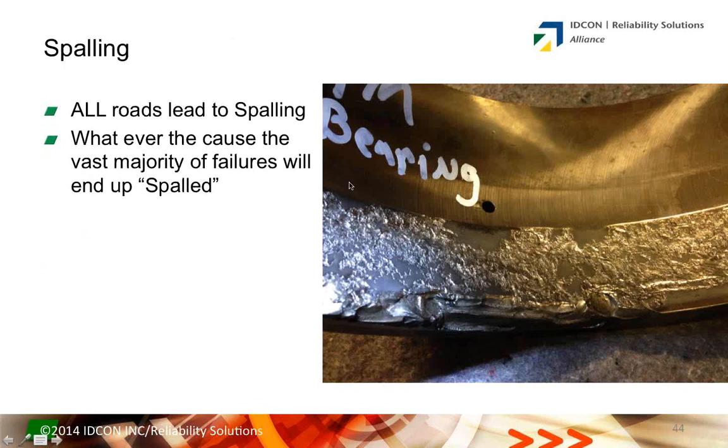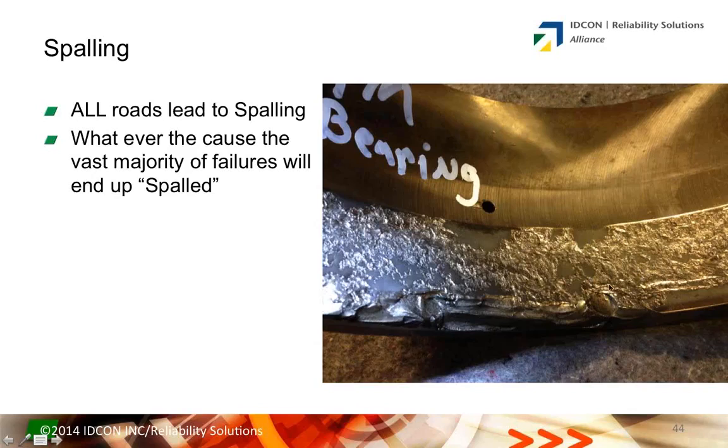This is a good example of spalling. This is that characteristic pattern, sometimes called fatigue failure of the surface. This is the end game. Just about no matter what causes the bearing to fail, what the initiating problem was, they all end up here. All roads lead to spalling. So the majority of failures will be spalled.